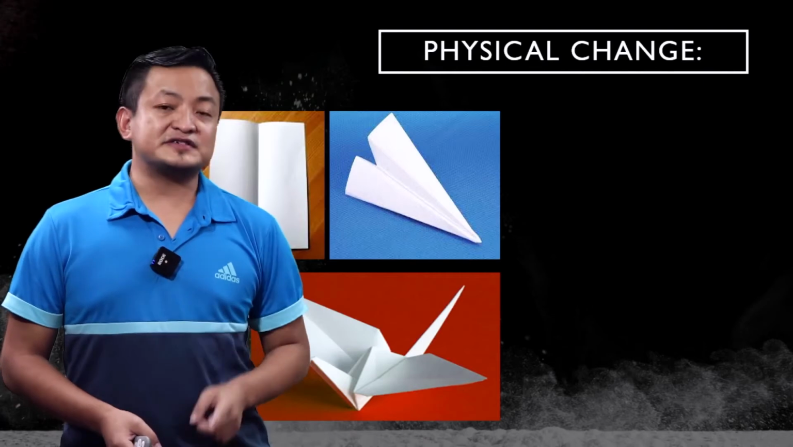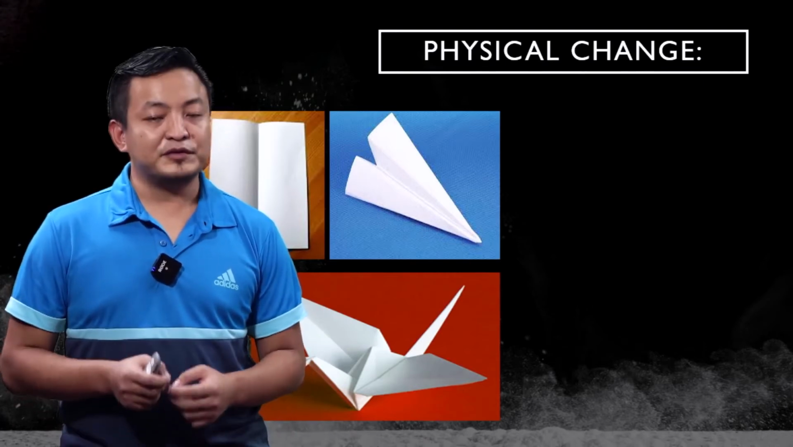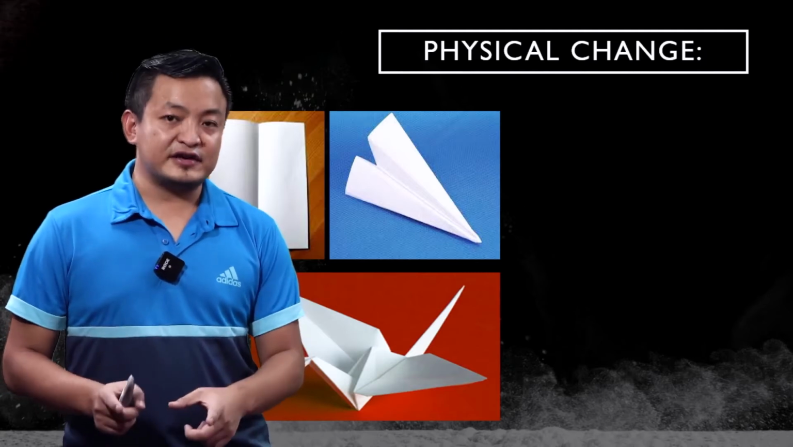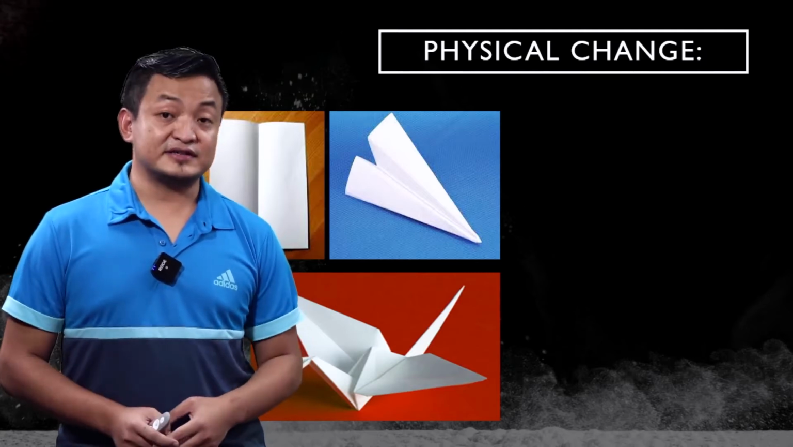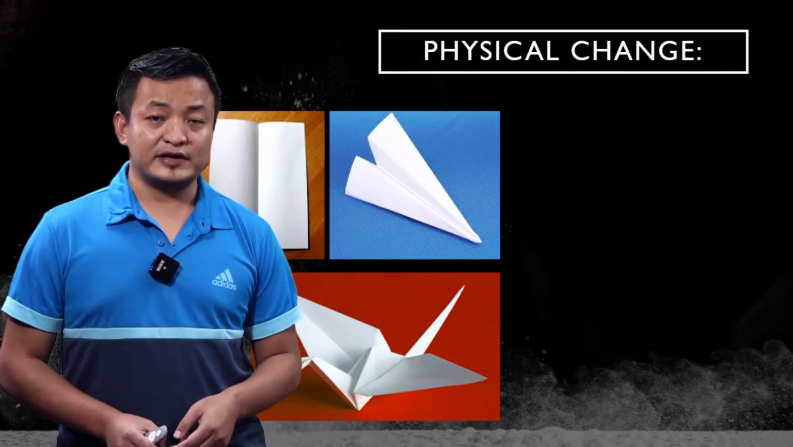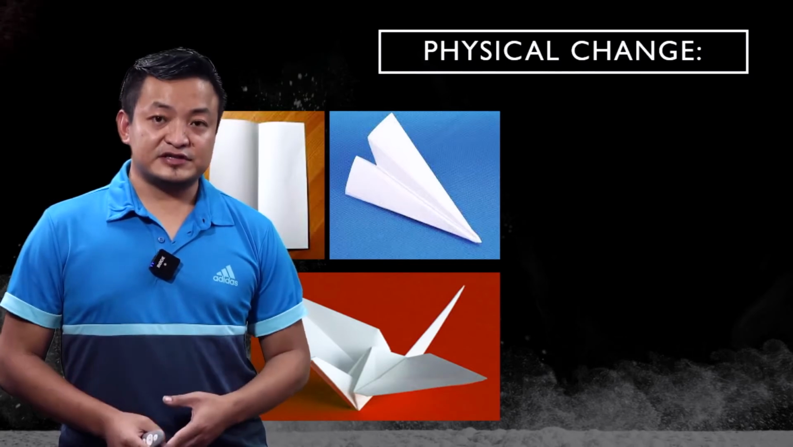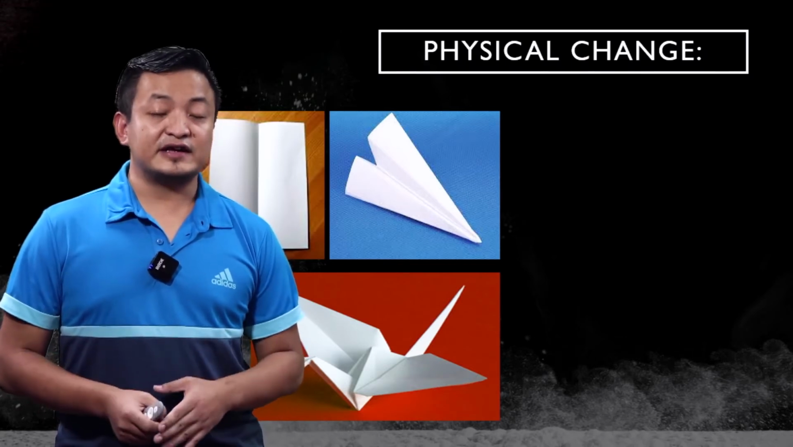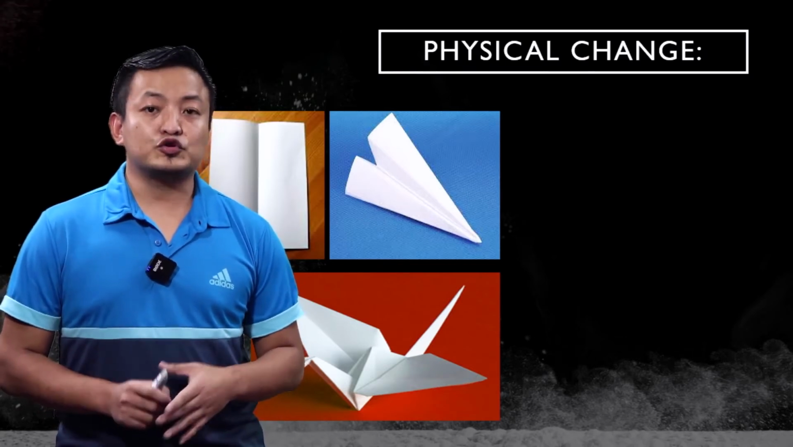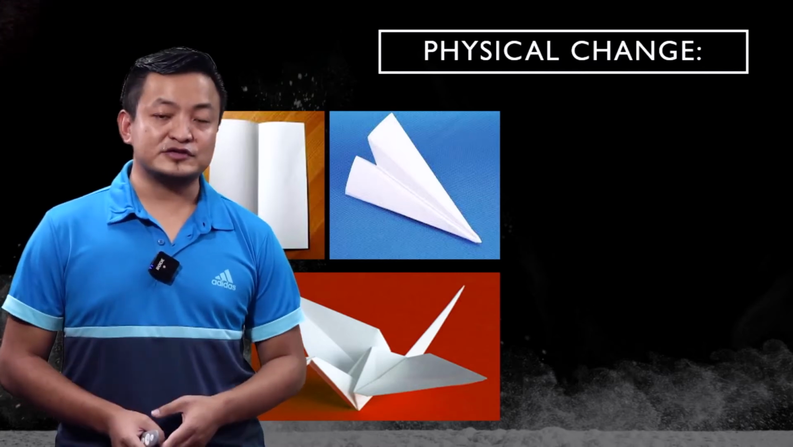So if there is any change in the physical property, let me repeat. If there is any change in the physical property, such as the state, color, size, and shape, then we say it's a physical change. And like I've said, in a physical change, we don't get any new substance.